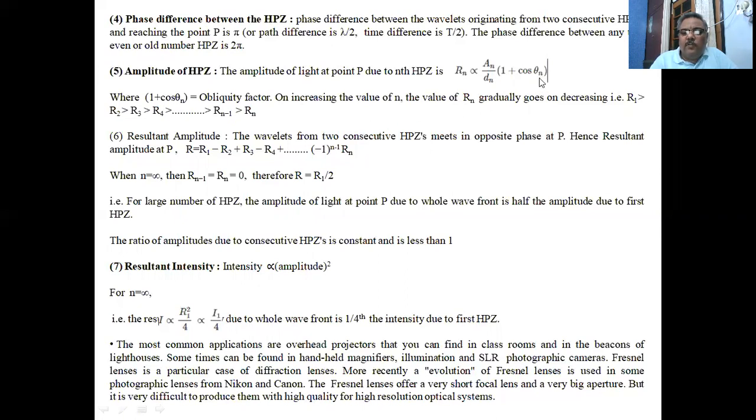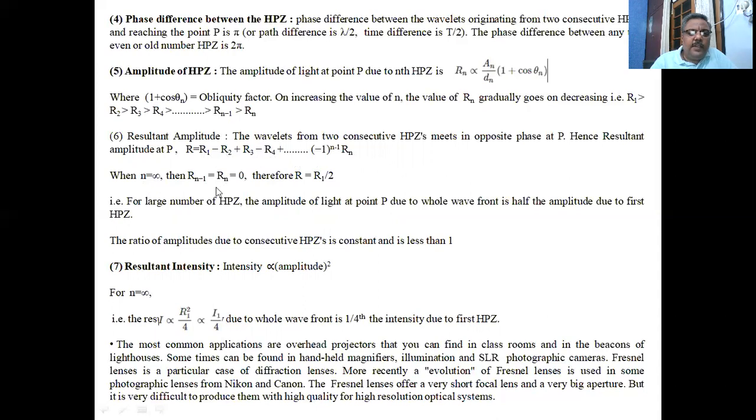On increasing the value of n, the value of Rn goes on decreasing. The wavelets from two consecutive half period zones meet in opposite phases at the point P. Hence, the resultant amplitude at P is equal to R1 minus R2 plus R3. You can notice the alternate minus sign, because the two consecutive zones are in opposite directions. R1 is opposite to R2, R3 is opposite to R4, and so on.